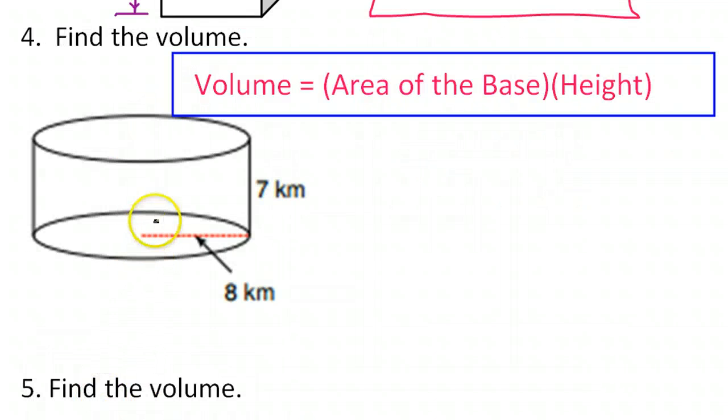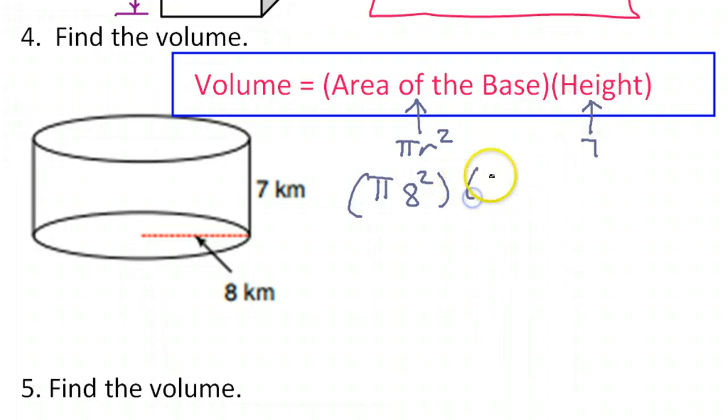Okay, take a look at number 4. Once again, we're looking at a cylinder, but the volume is going to be the area of the base times the height. So, area of the base, well, the base is a circle. We're given the radius. So we know that the area of a circle is pi r squared. And we see that the height here is 7. So pi r squared, the radius is 8. So that becomes pi times 8 squared. And then of course the height is going to be 7.